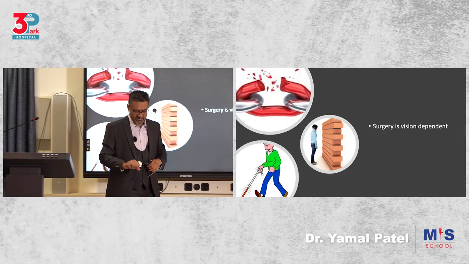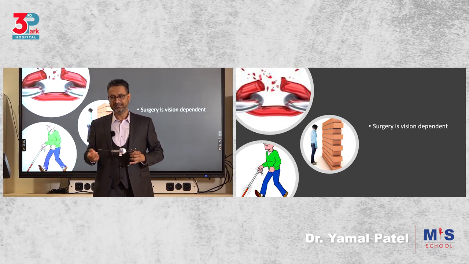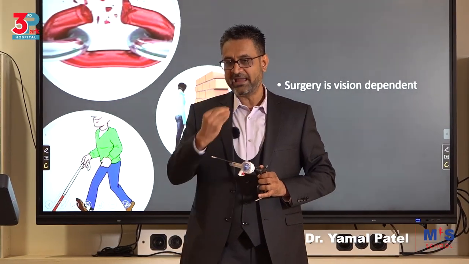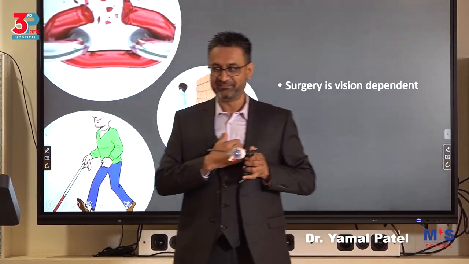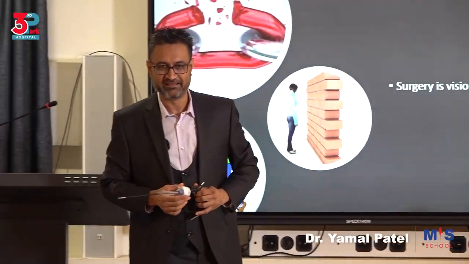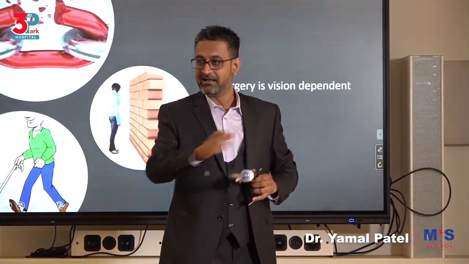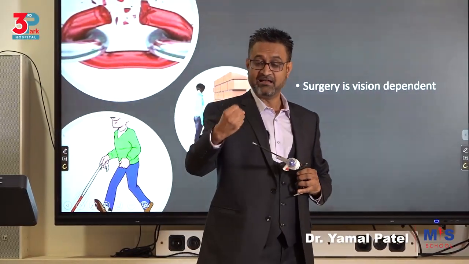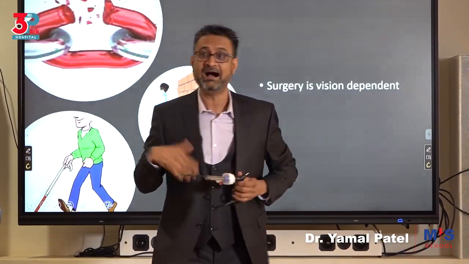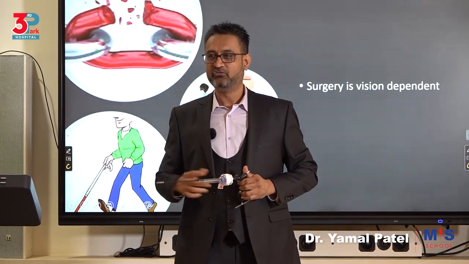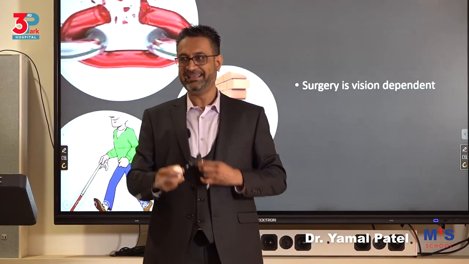Finally, surgery in MIS is vision dependent. So what does it mean? If I can't see, I can't operate. So if my camera person does not show me properly, I can't operate. If I have a blood spot on my camera scope, I can't operate. If I have a bleeder that is constantly pumping and I can't show you properly, I can't operate. Are you getting my point? So we have to be alert and make sure my vision is constantly clear.